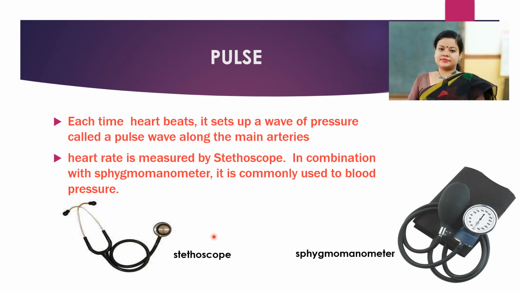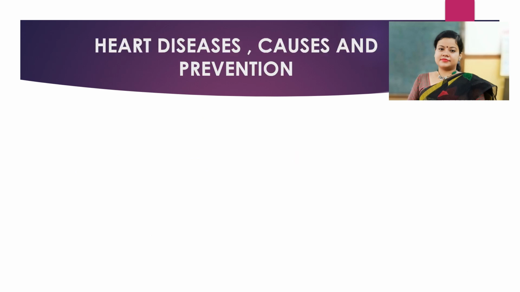Pulse. Each time the heart beats, it sets up a wave of pressure called the pulse wave along the main arteries. You can feel your own pulse. Heart rate is measured by a stethoscope. In combination with a sphygmomanometer, it is commonly used to measure blood pressure. So you can understand the heart is such an important organ.